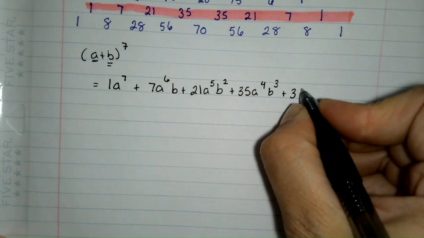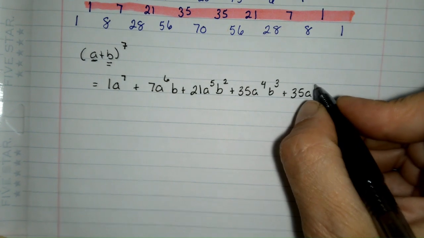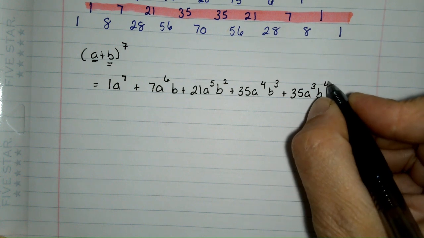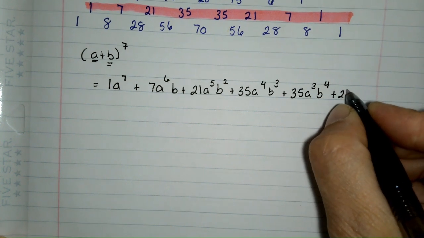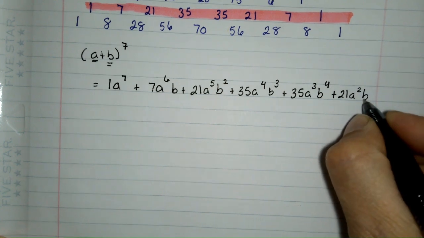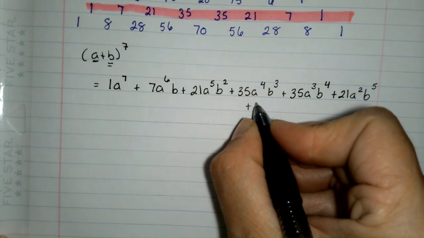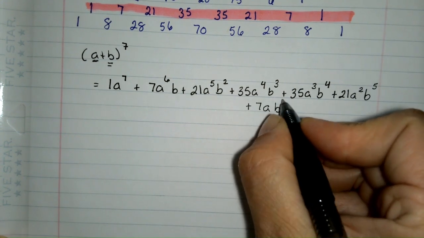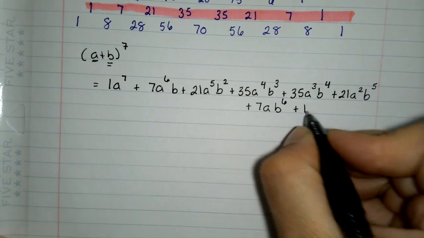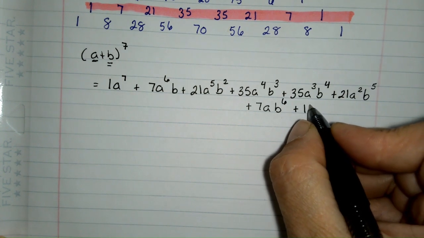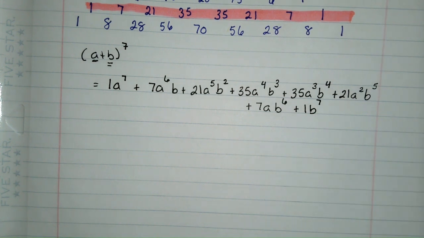Then I have another 35, my a power is going to drop, my b power is going to increase, plus 21, my a power is going to drop, my b power is going to increase. I'm running out of room, so I'm going to write below. Plus 7, my a power is going to drop, my b power is going to increase. And then plus 1, my a power is going to drop off, so my a's are gone, and it's all b's there. So if you were to actually multiply a plus b times a plus b, seven times, this is what you would get.